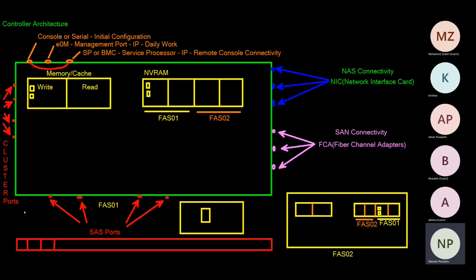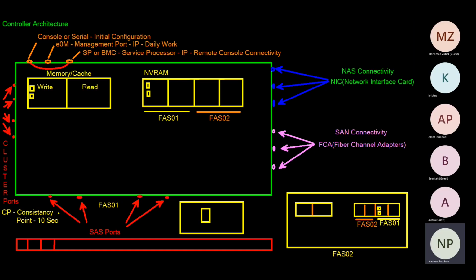So how long will it write the data? It will maintain the data in memory and NVRAM only. There is a process called CP, that is the short form. The full form is consistency point. This is a continuous process which runs in the background every 10 seconds.